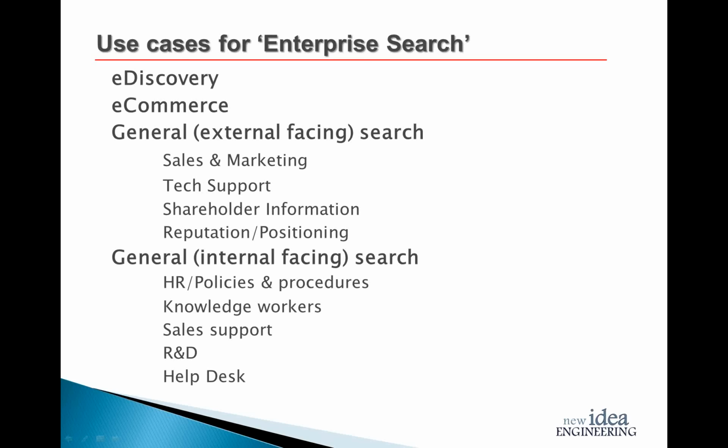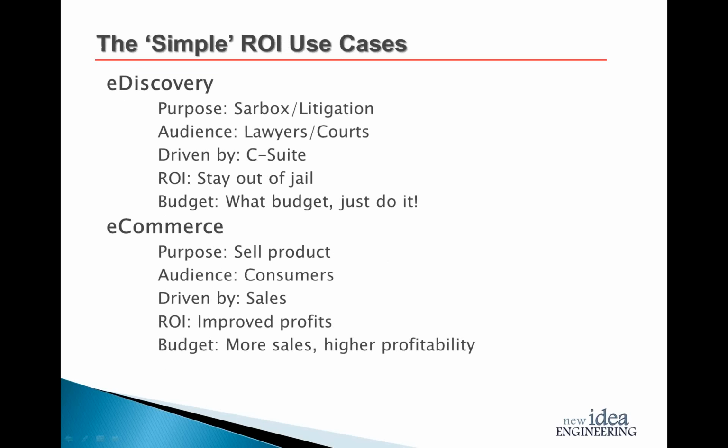So I break these four categories of search into two general areas. The simple ROI case. Actually, I don't call it simple, but these are the guys that you can define a hard return on investment. E-discovery, well, the purpose for e-discovery is mostly Sarbanes-Oxley and litigation. The audience are lawyers and courts and prosecutors. E-discovery is driven by the C-suite. It's by the CEO, CIO. There's often a chief risk manager in the company. The ROI is that the chief risk officer's job is to keep the chief executive out of jail.